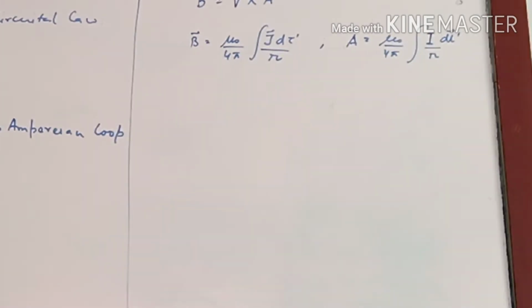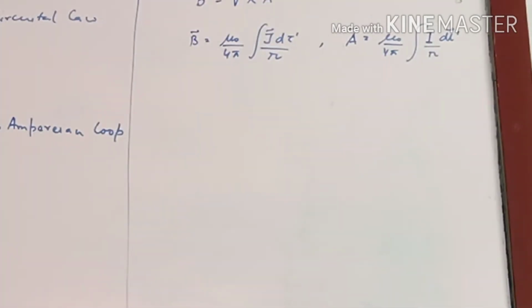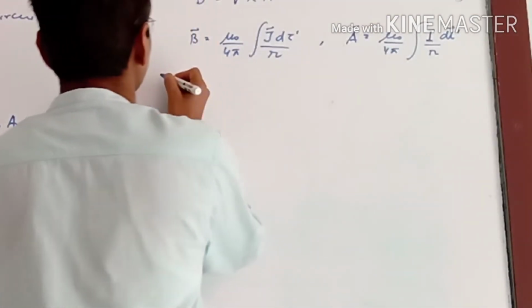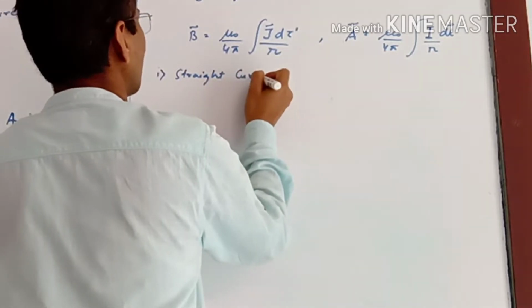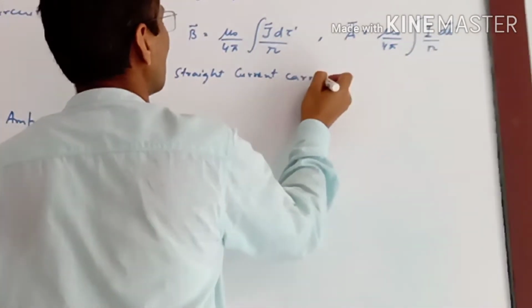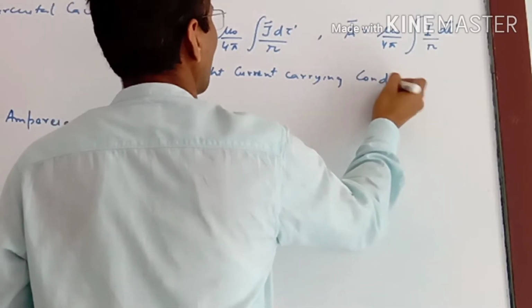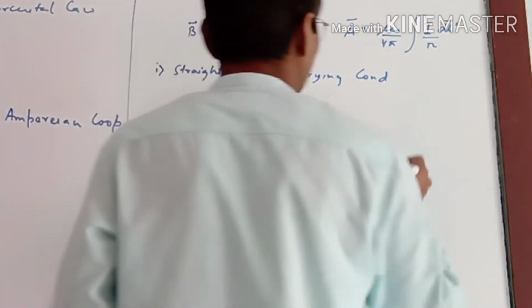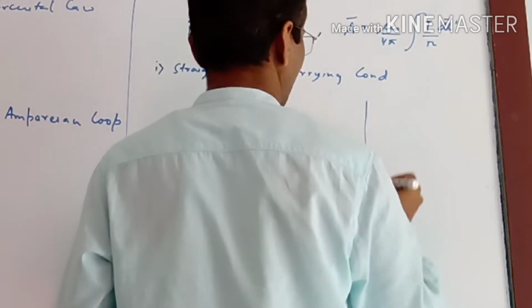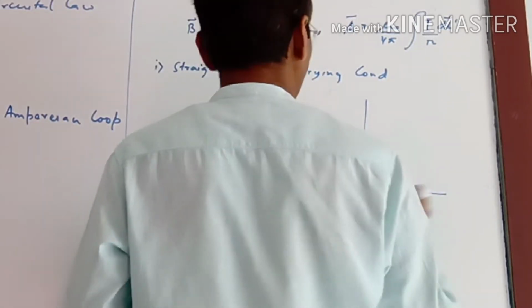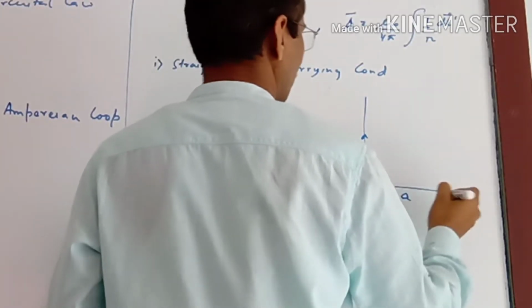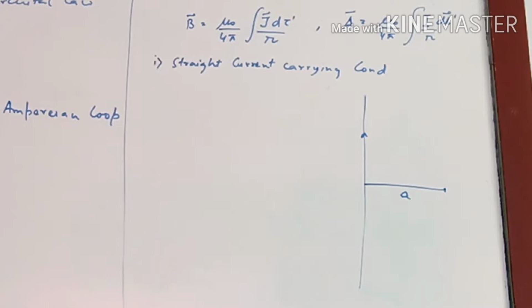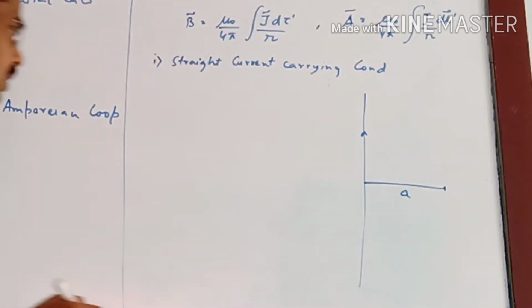So if one wants to calculate the value of A for a straight current carrying conductor, let us consider a straight current carrying conductor like the previous one which we did just a few moments ago. We want to find the magnetic field at a point, where the perpendicular distance is a.